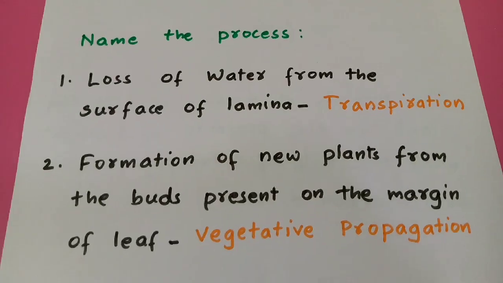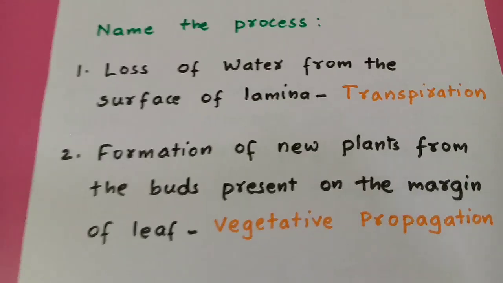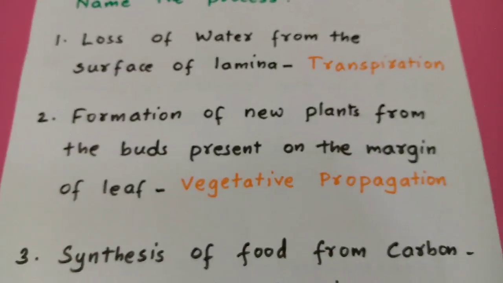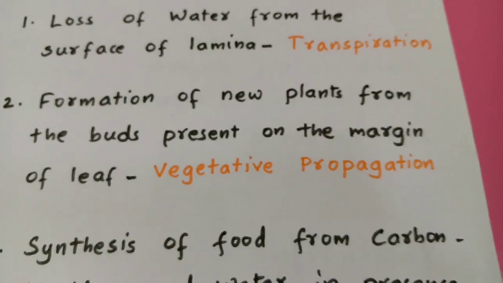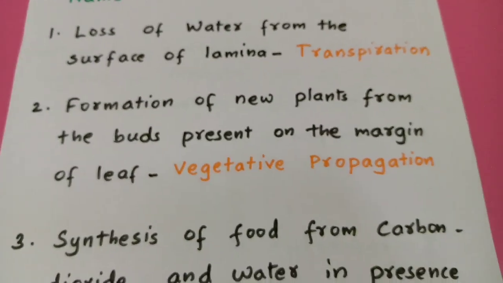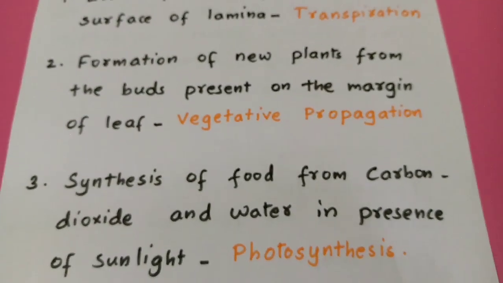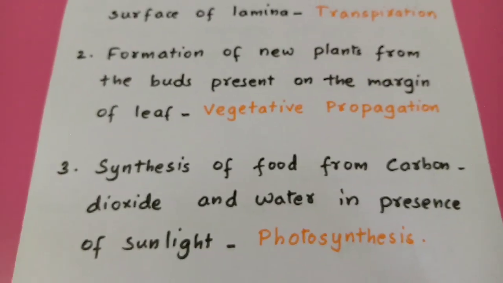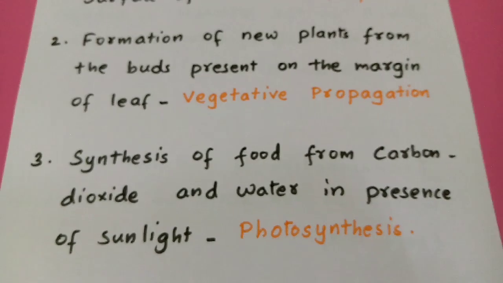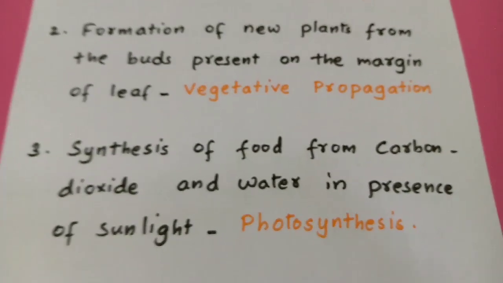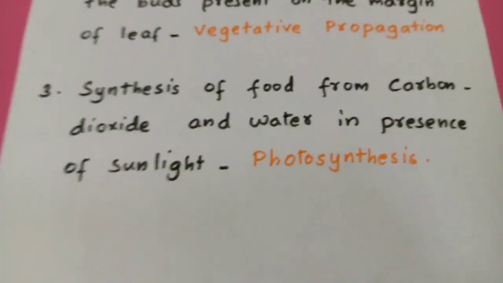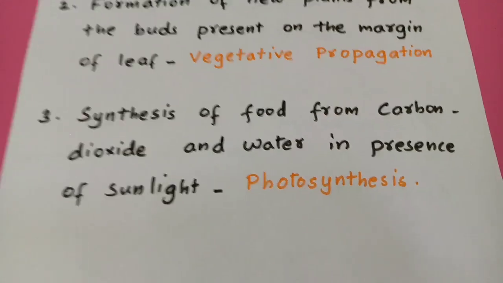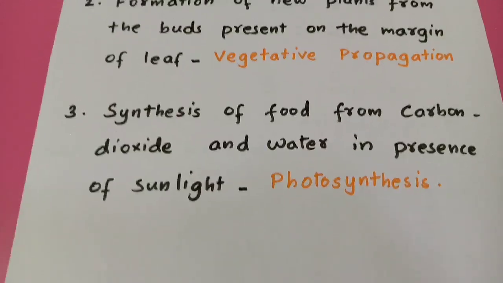So the question in exercise question C is name the process. The first question, loss of water from the surface of lamina. The name is transpiration. Second, formation of new plants from the buds present on the margin of leaf is called vegetative propagation. And third, synthesis of food from carbon dioxide and water in the presence of sunlight is called photosynthesis.